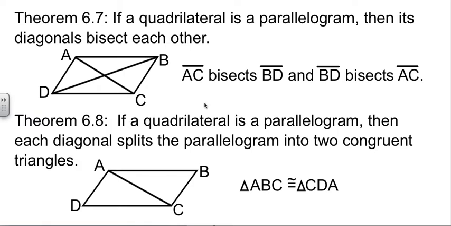And speaking of congruent triangles, if you have a parallelogram, then the diagonal splits you into two congruent triangles. Again, I would consider an angle side angle kind of argument because you have parallel lines and you have a transversal. But that's just me. As always, your mileage may vary.